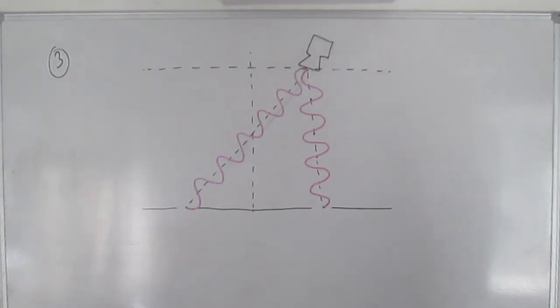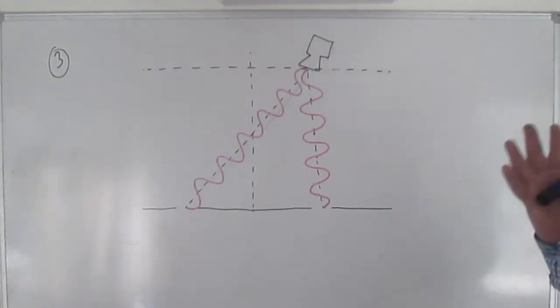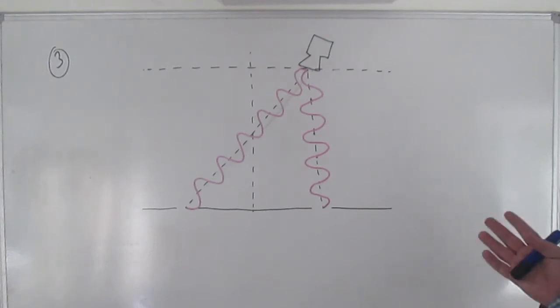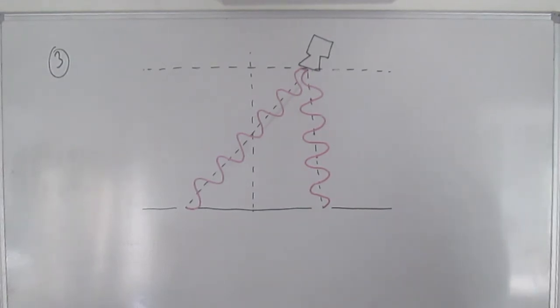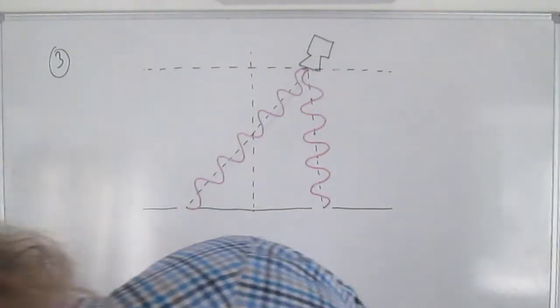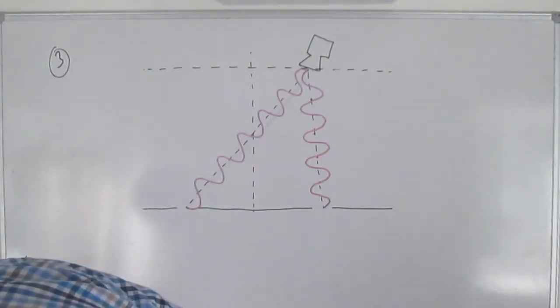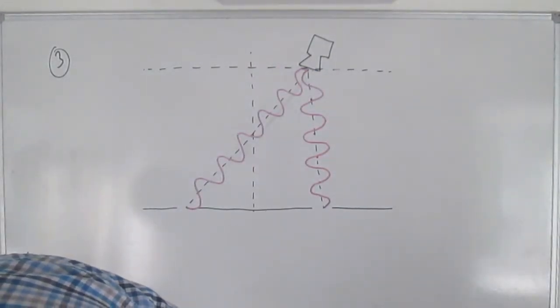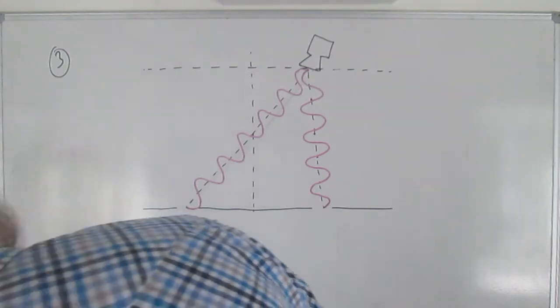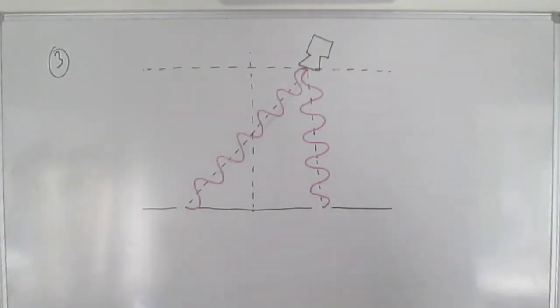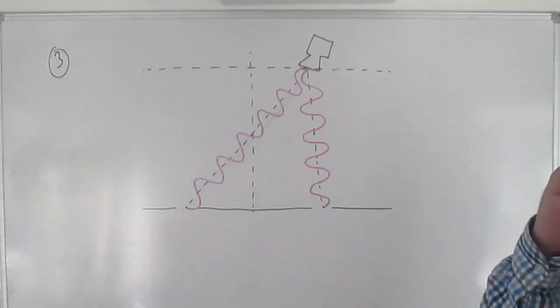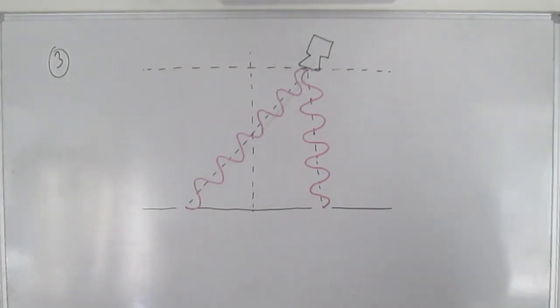So in question 3 we have something very similar to the Young's slits experiment in question 2, except this time we're doing it with microwaves instead of visible light, and so the wavelengths are much longer, but the principles are exactly the same. So the first thing it says is that we've got these two narrow slits here and here acting as coherent sources, and it asks us to define what coherent means.